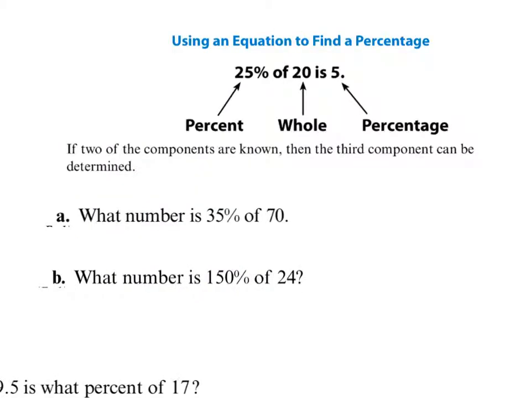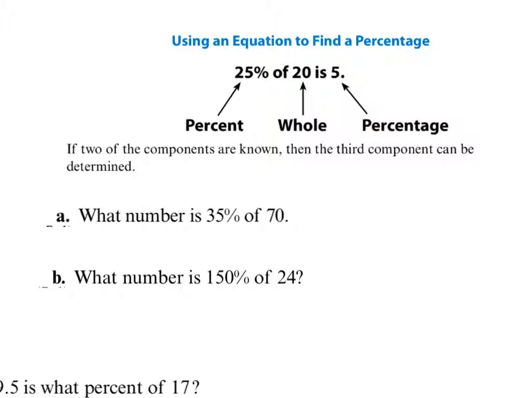So the way that we just did it was called a proportion, a percent proportion. But we can also solve these problems by using an equation to find your percent. And the equation formula that you want to write down is this. 25% of 20 is 5. So you have a percent, you have a whole, and you have a percentage.